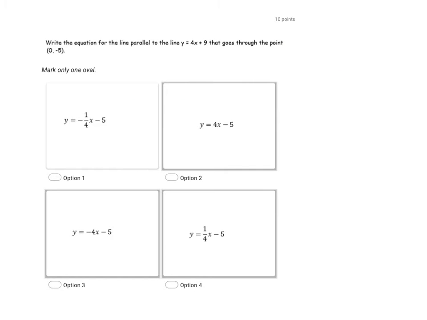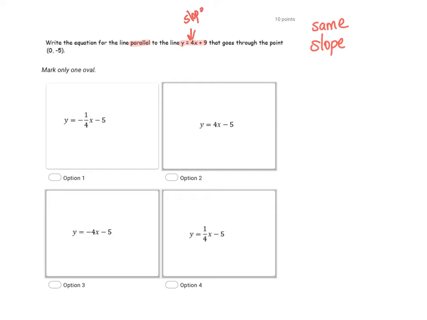Let's move on to the next one. Write the equation for the line parallel to this line. So remember, if two lines are parallel, that means that they have the same slope. And because this line is given to me as y equals 4x plus 9, which is the slope-intercept form, that means that the slope is 4.